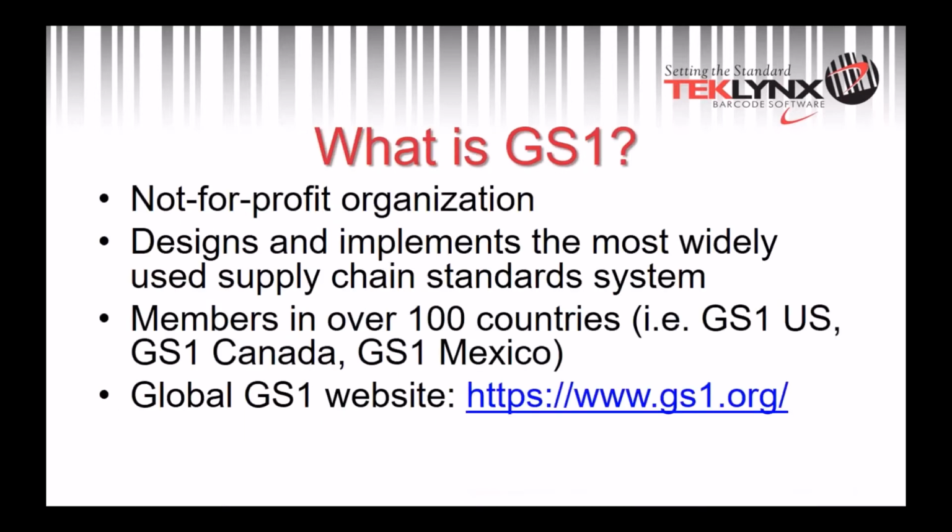So what is GS1? GS1 is a not-for-profit organization. It is dedicated to the design and implementation of global standards. They have over 30 years of experience, and during those years they have continuously improved the efficiency of supply chains globally. They have over 100 member organizations. There are over 1 million companies doing business through 150 countries. They have over 5 billion transactions a day. Simply put, GS1 is the most widely used supply chain standard system in the world.